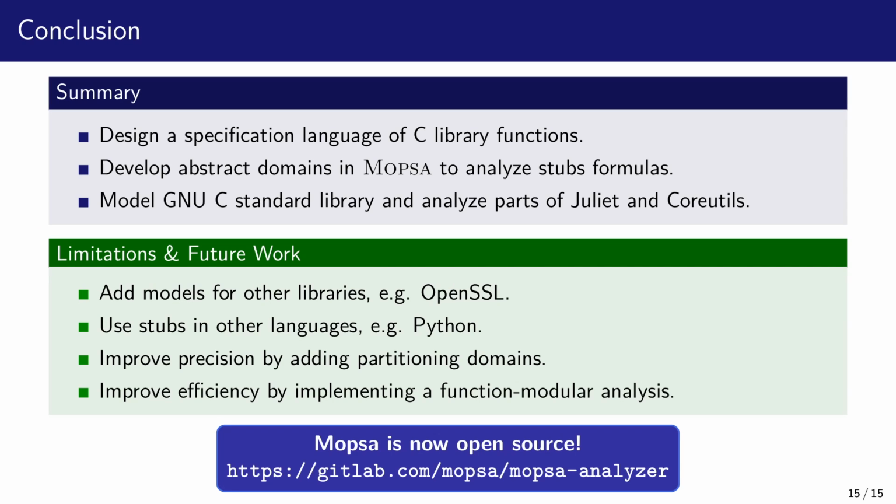So in conclusion, this talk was about a language for modeling and specifying library functions. It is developed within the Mopsa framework, and we have presented some preliminary results on the analysis of Juliet and some programs from Coreutils. And as future work, we plan to add support to more libraries, for example, OpenSSL, and also it will be nice to see how we can use the same language to model library functions in Python. And finally, we want to address the precision issues also.